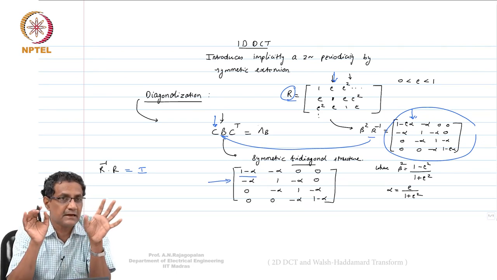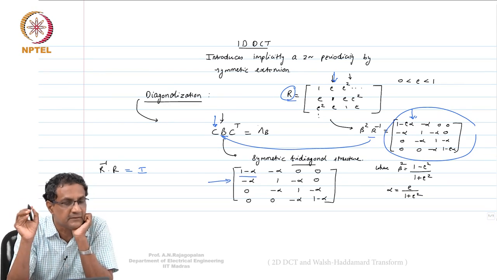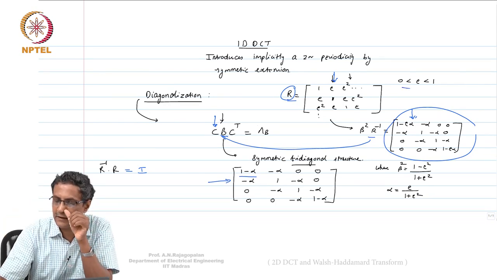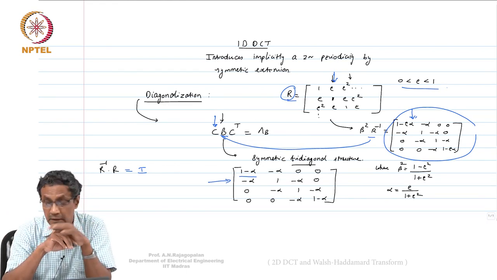it will not exactly diagonalize, because rho is tending to 1, it is not equal to 1, because rho equal to 1 would be a degenerate case. So when rho tends to 1, that's why the range of rho is between 0 and 1, not rho equal to 1 or rho equal to 0.